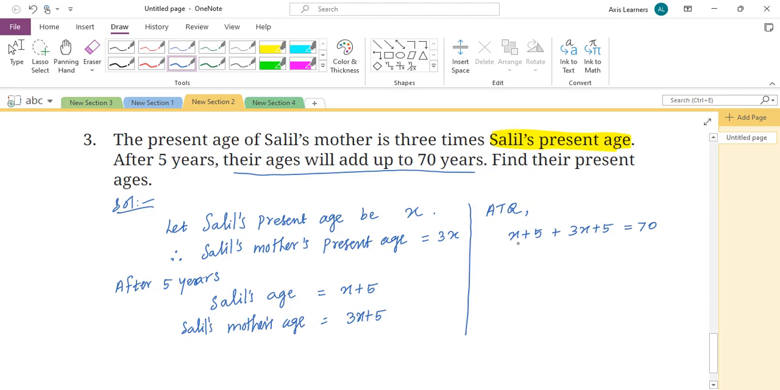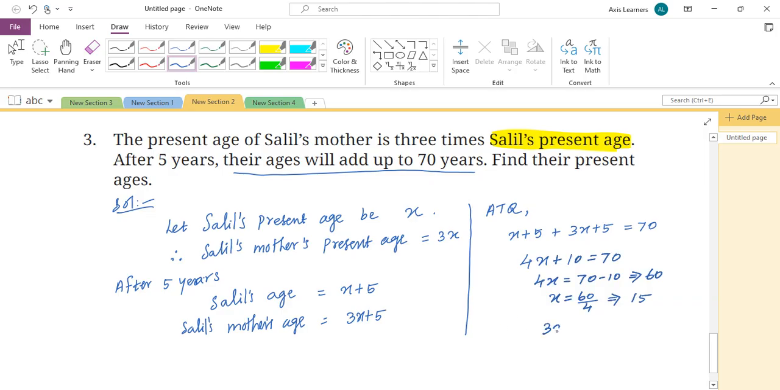Okay, now we can add it. x plus 3x, that is 4x, and 5 plus 5 is 10, equal to 70. Now we will solve for x. 4x is equal to 70 minus 10, that is 60. So x is equal to 60 divided by 4, which will give 15. So x is equal to 15.